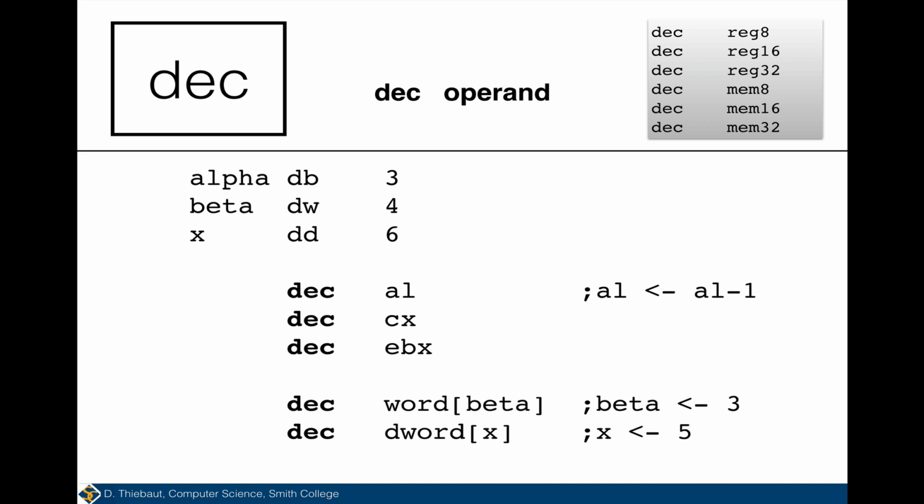Decrement is very similar. The mnemonic is dec. One operand only, because you just want to decrement only one thing. You can work with registers that are 8, 16, or 32 bits, and similarly with memory. Same example, so I think I can go quickly here. You will have figured out that I can decrement a byte register or word register or double word register. Similarly, I can decrement the contents of a variable that is a word or a variable that is a double word. Okay.